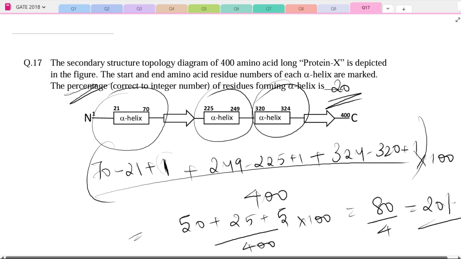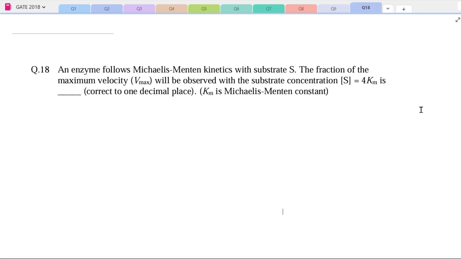This is a very simple question to solve if you know how to do this. Moving on to the next question. An enzyme follows Michaelis-Menten kinetics with substrate S. The fraction of the maximum velocity Vmax that will be observed with the substrate concentration S equal to 4 Km is what?